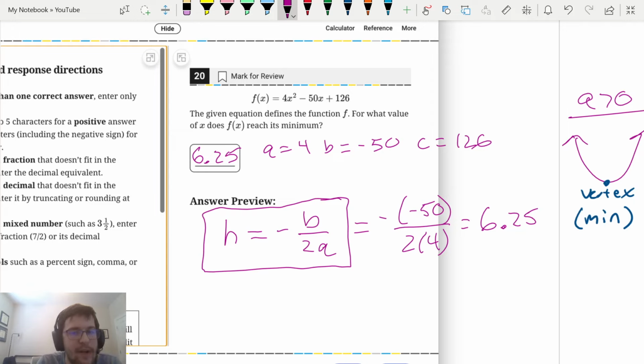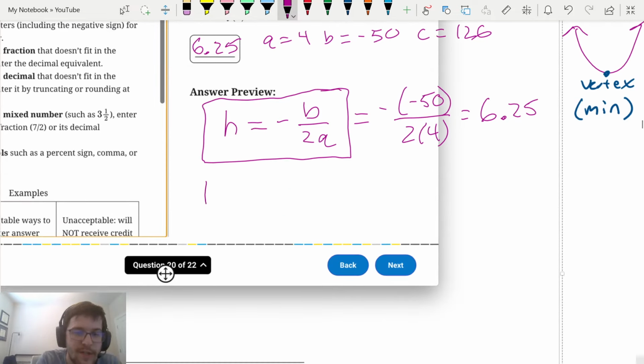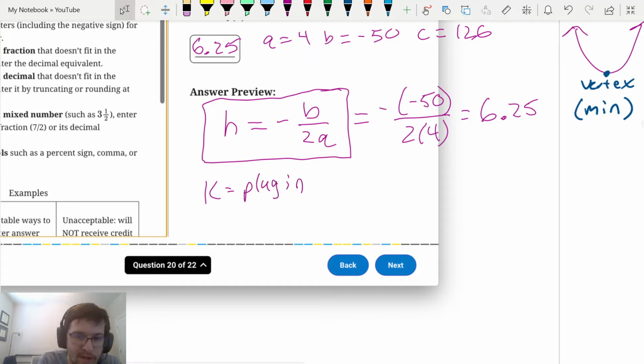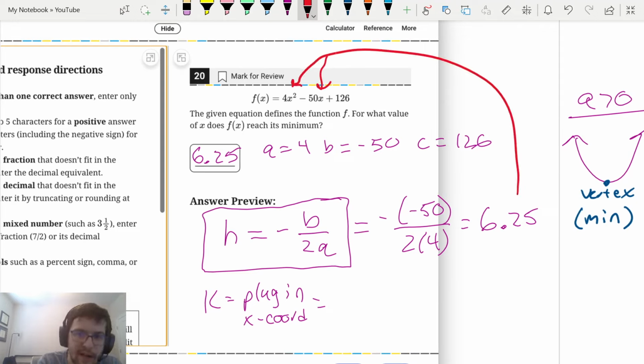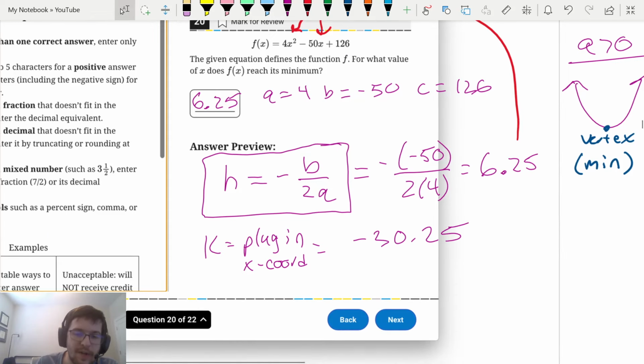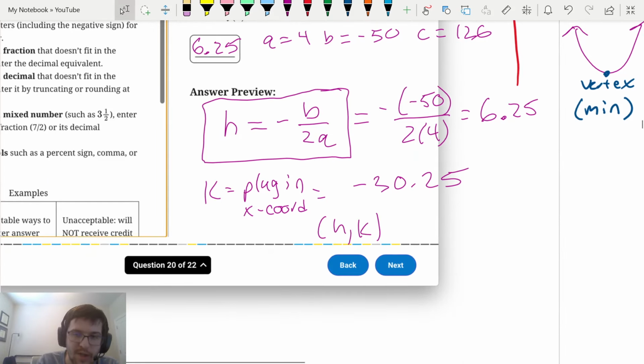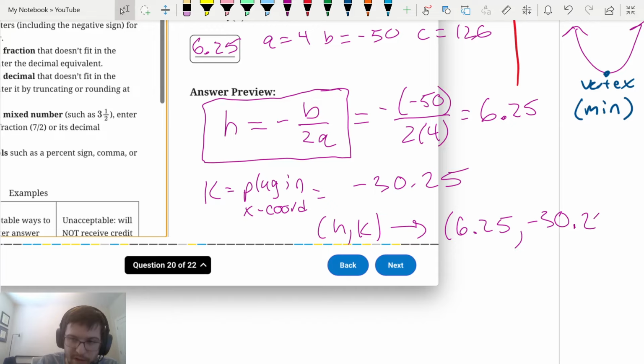But let's say you wanted to find the y value of the vertex. Let's say you wanted to find the minimum. So what you would do is you would plug in the x-coordinate. So you would plug in 6.25 for x. I go back up here and plug that in there, and I'm just going to do it on the calculator. So 6.25 store as x, and I'm going to do 4x squared minus 50x plus 126. I'm getting -30.25. So the vertex is h comma k. So for this problem, the vertex is 6.25 comma -30.25.